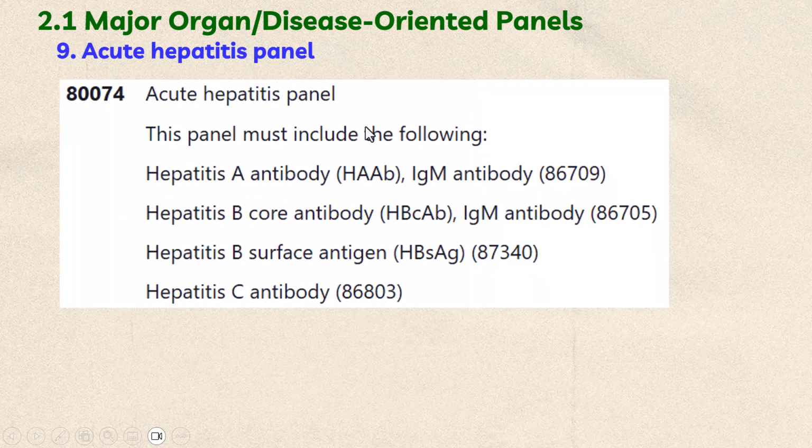9, acute hepatitis panel. This panel must include hepatitis A antibody, IgM antibody, hepatitis B core antibody, that is IgM antibody, hepatitis B surface antigen, and hepatitis C antibody. If the panel does not include all the items listed here, then you have to code the items separately. For example, if the document says hepatitis B surface antigen only, then you have to code this 87340.